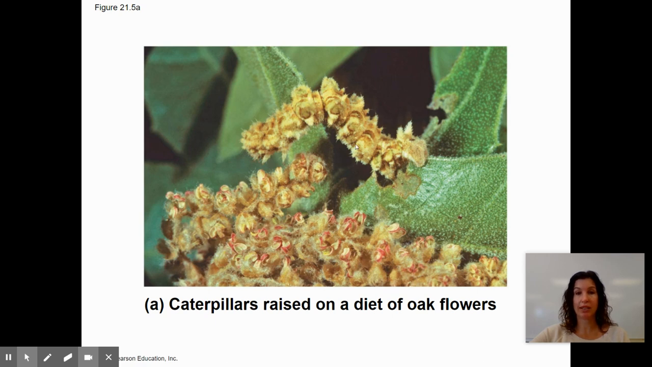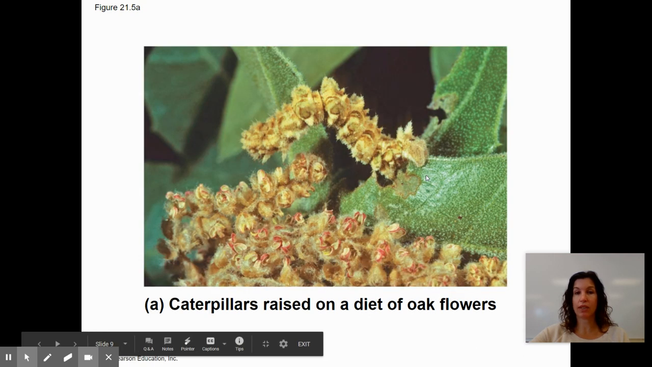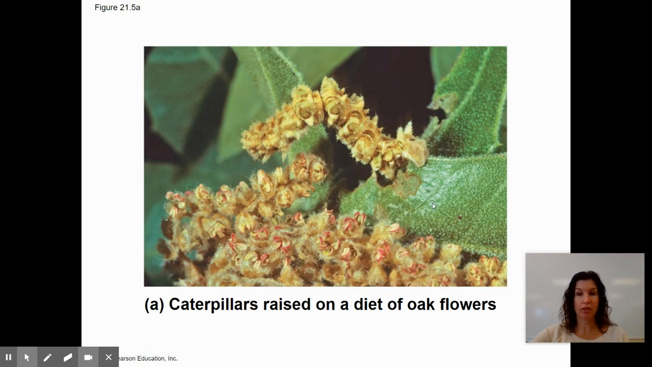Here you can see these caterpillars raised on a diet of oak flowers. They look, I don't know, almost a little bit fuzzy or furry. And then here are caterpillars raised on a diet of oak leaves. So you can see the difference there. This is just due to environment.